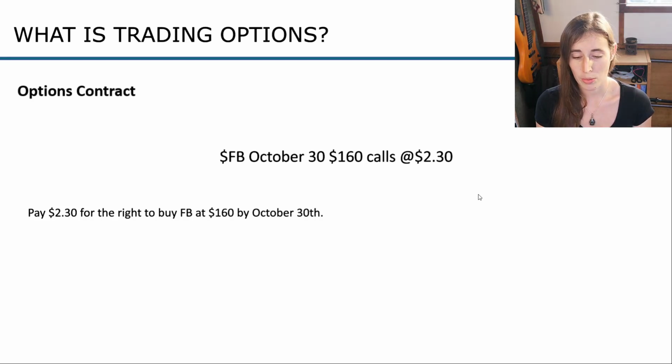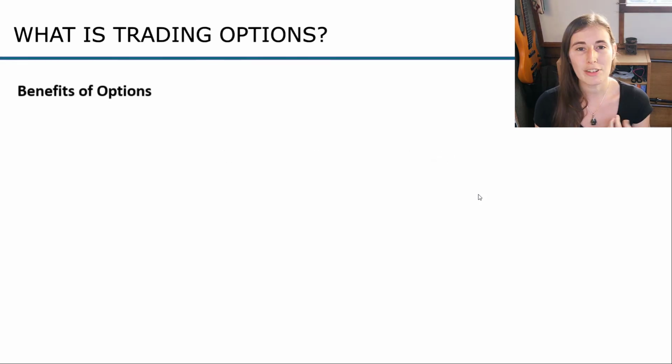If Facebook stock goes up above $160 in this example, then the chances are that this options contract will become very popular, because it will give buyers of the contract an opportunity to buy Facebook at a lower price than what it is currently on the market if it had risen above $160. There are many different benefits of trading options. Let's go through a few together.